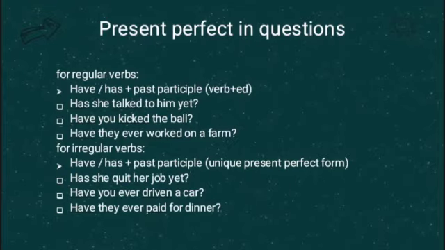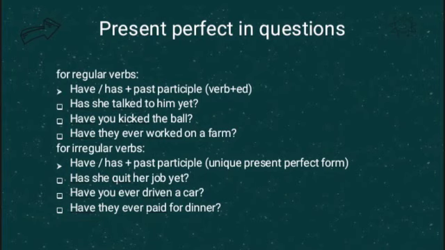Now, let's have a look at the present perfect tense in questions. First, for the regular verbs, again we use the auxiliary verb to have and the past participle. Has she talked to him yet? Have you kicked the ball? Have they ever worked on a farm?